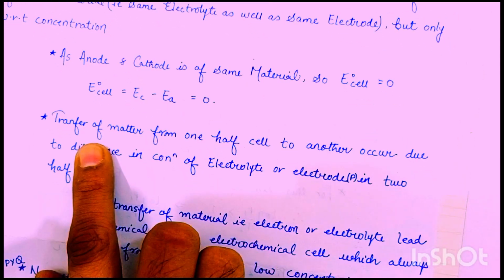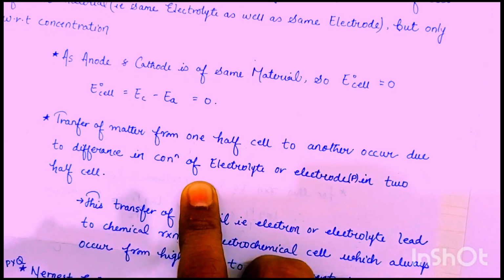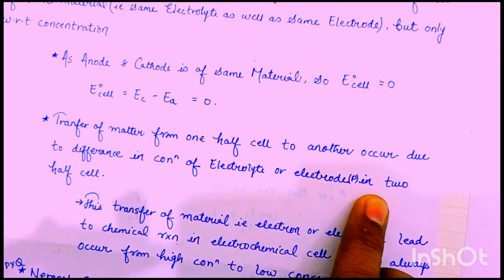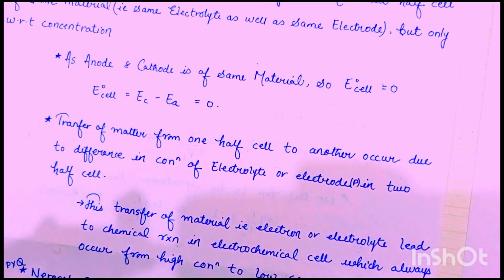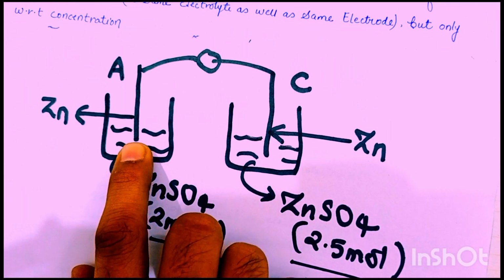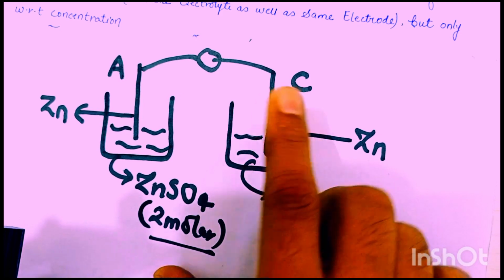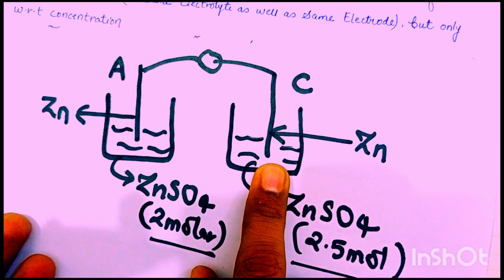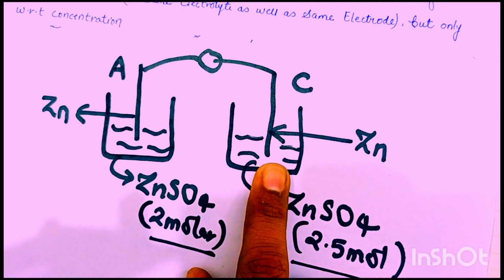Now, a very important point: transfer of matter from one half cell to the other half cell occurs due to the difference in concentration of electrolyte, or electrode pressure. I will explain that later. Pressure in the two half cells. In this concentration cell, the transfer of material or electrons from anode to cathode is only due to the difference in the concentration. If there is no difference, then the cell stops working. It means the driving force for the working of the concentration cell is the difference in the concentration.